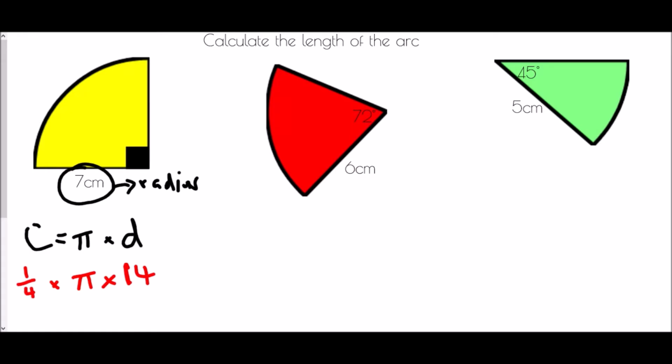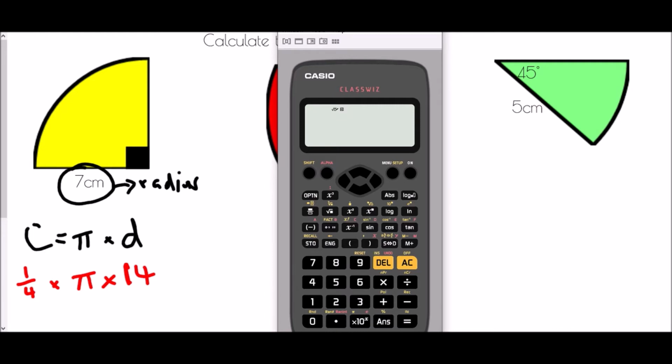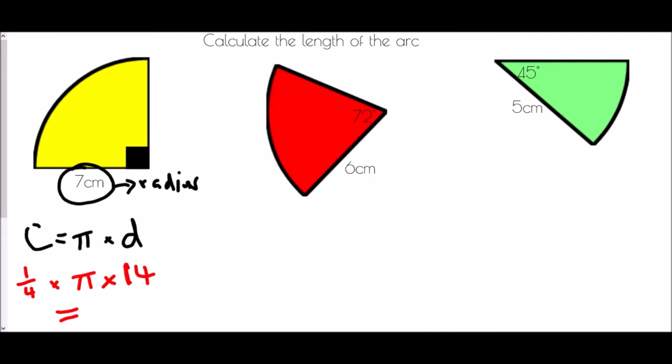And so all I do is grab my calculator and type this in exactly as it is. So 1 quarter times pi times 14. And that equals 7 over 2 pi, which is correct, but let's change it to a decimal. It is 10.99557. If we went to one decimal place on this, that would go straight to 11 centimetres. And so, in this case, we'd be looking at 11 centimetres for the length of that arc.